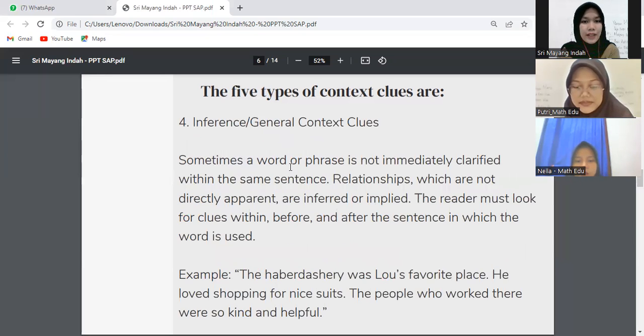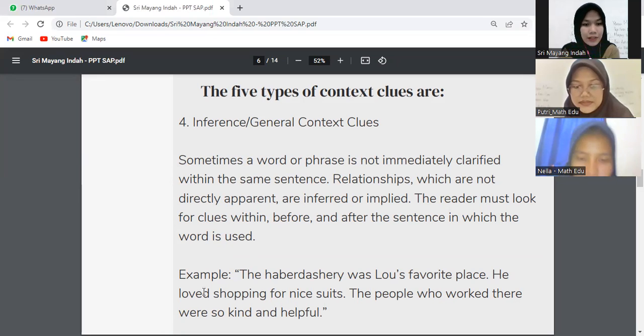And inference or general context clues. Sometimes a word or phrase is not immediately clarified within the same sentence. Relationships, which are not directly apparent, are inferred or implied. The reader must look for clues within, before, and after the sentence in which the word is used.